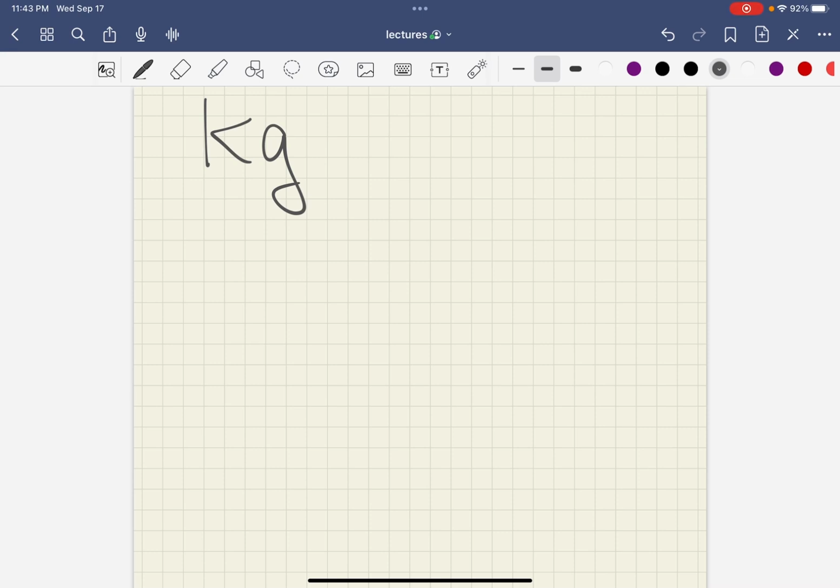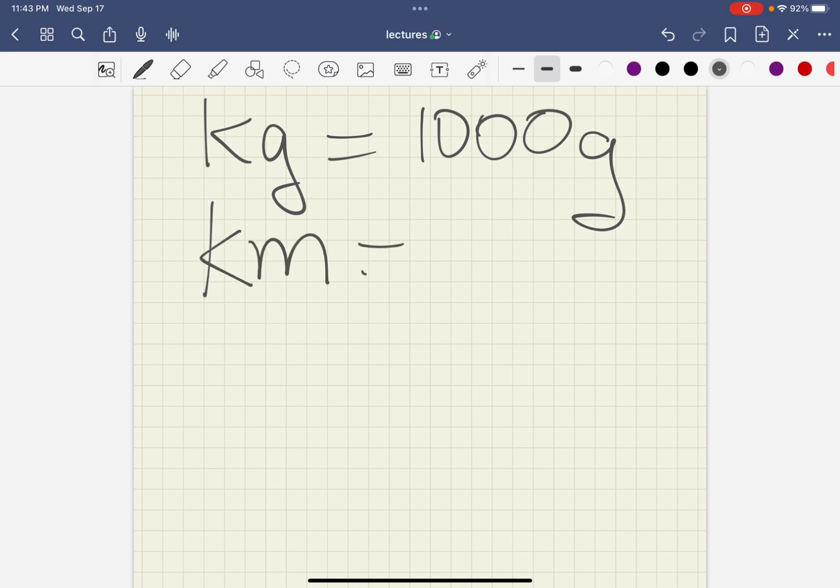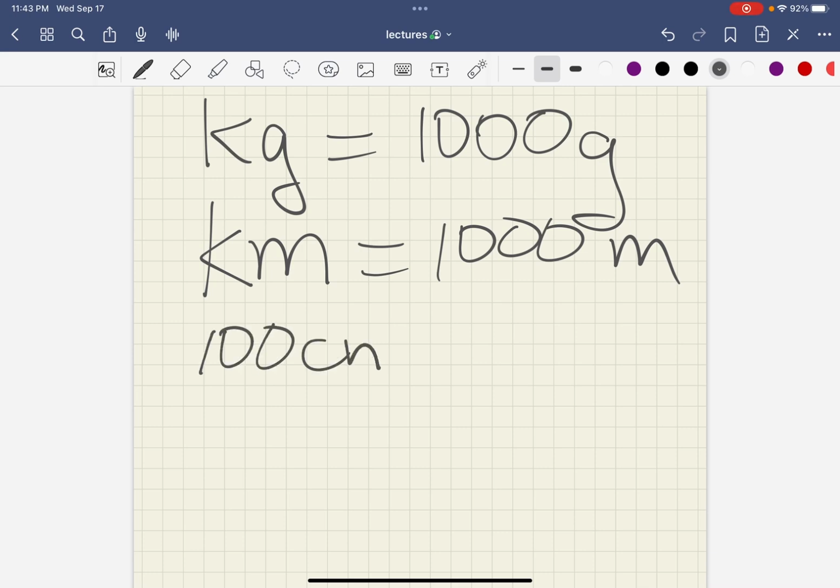1 kilogram is 1,000 grams. 1 kilometer is 1,000 meters. There's 100 centimeters in a meter, and it's really kind of easy to remember that because centimeters is centi, and there are 100 cents in a dollar, so there's 100 centimeters in a meter. There's 100 centigrams in a gram.